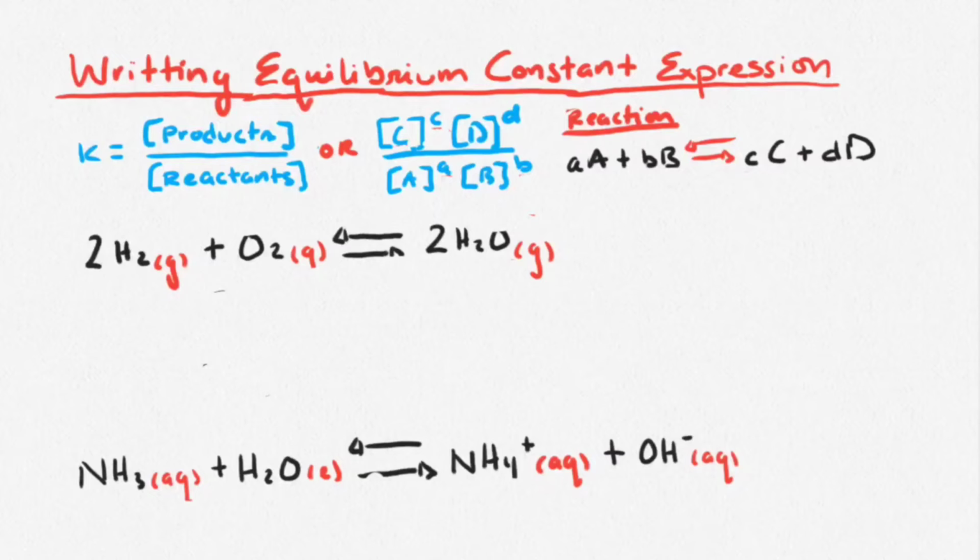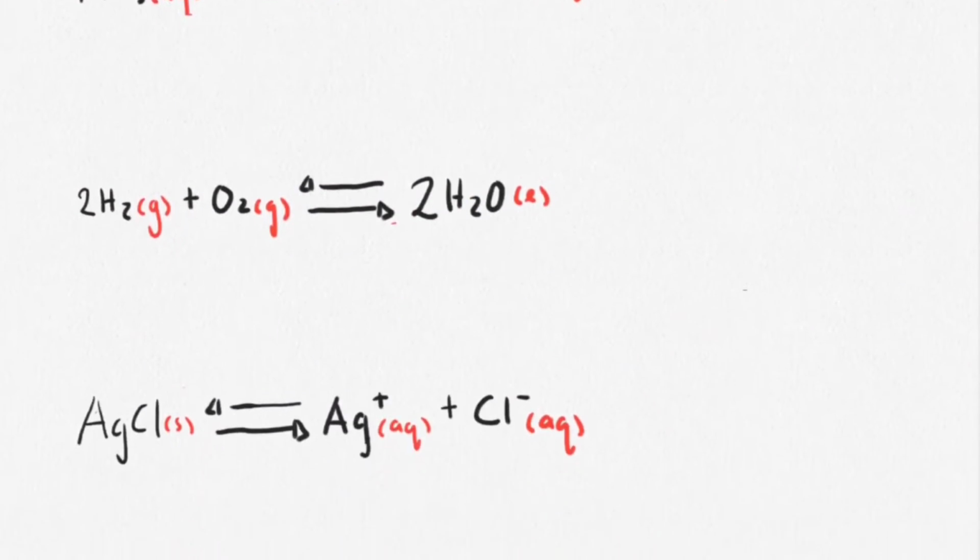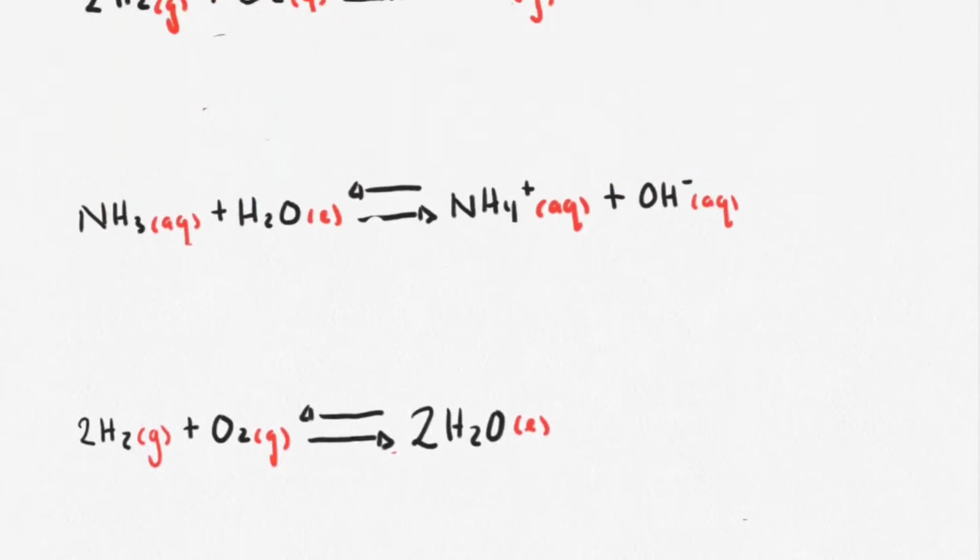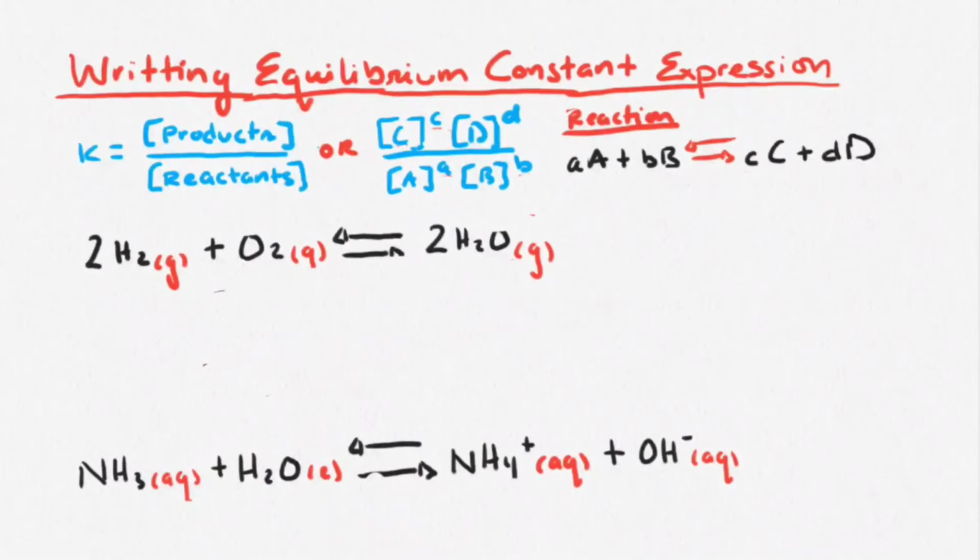So today we will practice how to write our equilibrium constant expressions. Here are some of the reactions that we're going to practice with today. I have my K, which is my equilibrium constant, equals the concentrations of products divided by the concentrations of reactants.